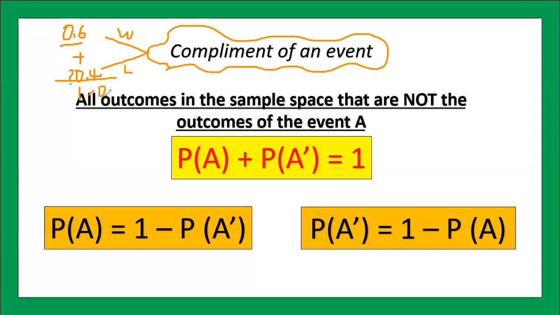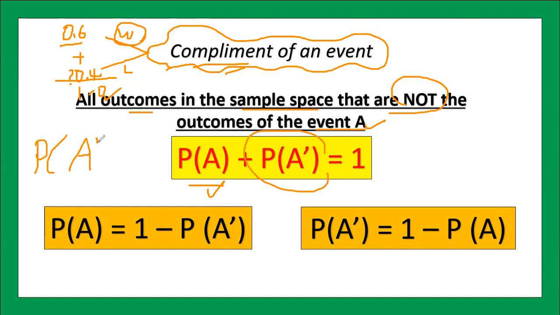Now, do the two probabilities add up to 1? 0.6 plus 0.4, does it add up to 1? And that's exactly what we are talking about. Complements means whatever is not going to happen. So all the outcomes in the space that are not the event A. So the event is you winning. That is A. What is not A, the complement of A, which is losing, is written like this. It's the probability of A not happening. They put a little dash on top.